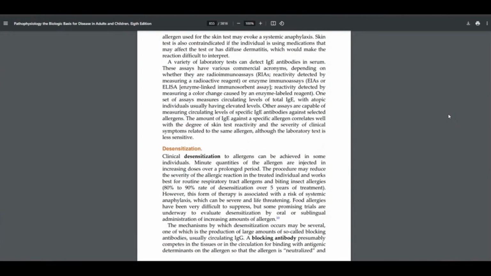One set of assays measures circulating levels of total IgE, with atopic individuals usually having elevated levels. Other assays are capable of measuring circulating levels of specific IgE antibodies against selected allergens. The amount of IgE against a specific allergen correlates well with the degree of skin test reactivity and the severity of clinical symptoms related to the same allergen, although the laboratory test is less sensitive.